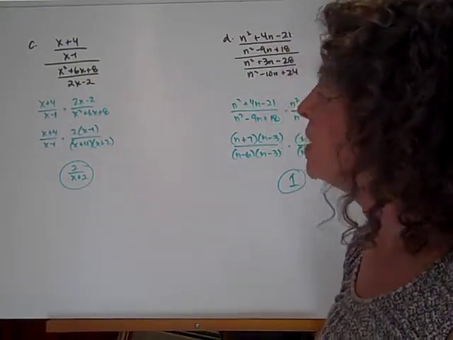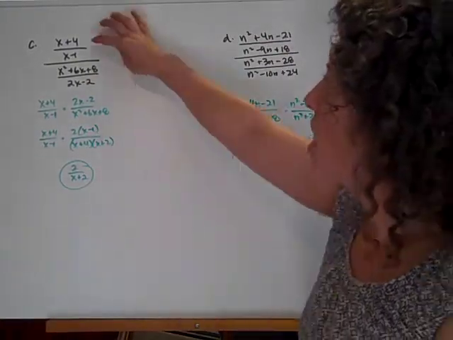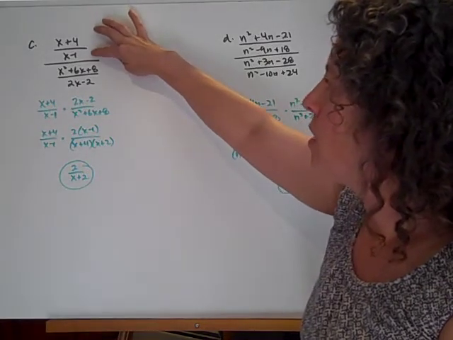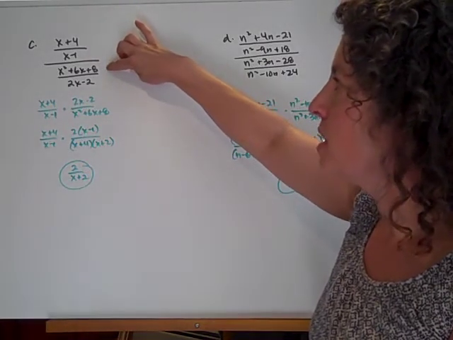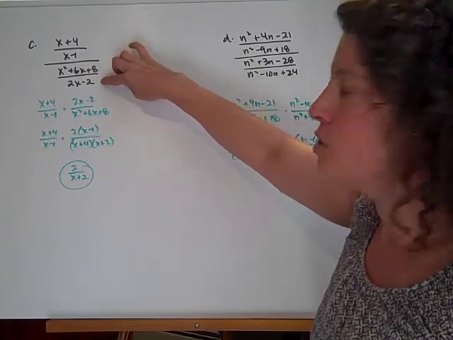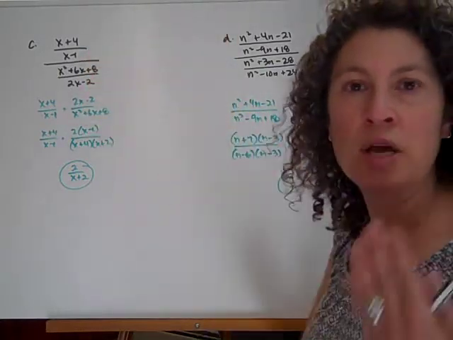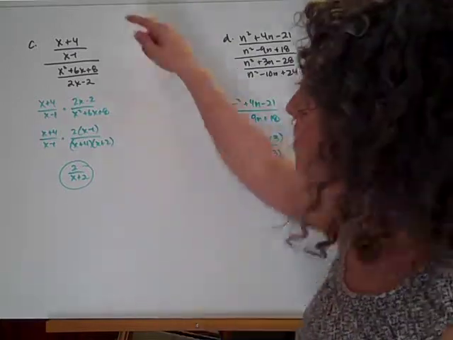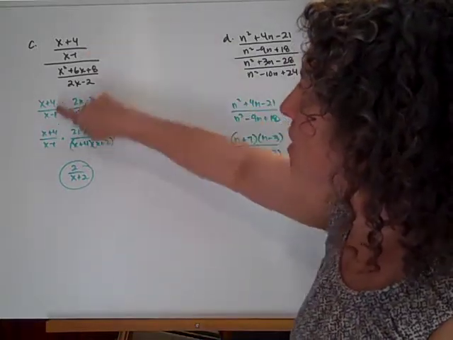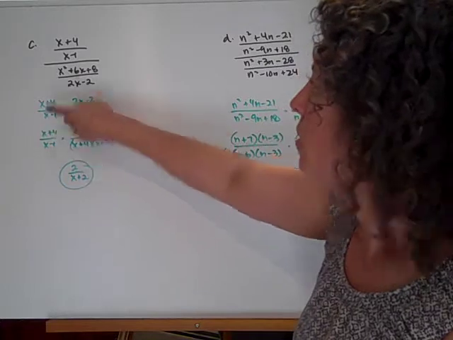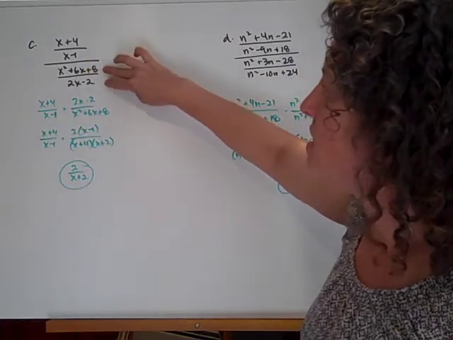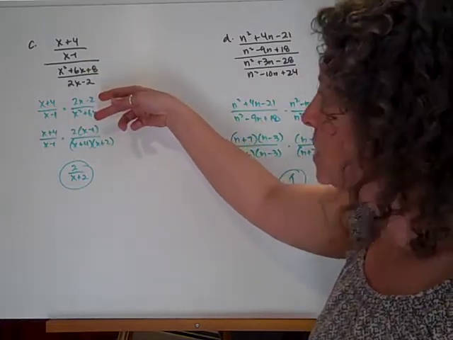Let's take a look at some that have polynomials in them. So I have x plus 4 over x minus 1 over x squared plus 6x plus 8 over 2x minus 2. So again, I'm going to split this up, and I've done this changing it to division and then multiplying by the reciprocal in one step here. So I'm going to take my x plus 4 over x minus 1 as my first expression, and then my second expression, I've just automatically flipped it.